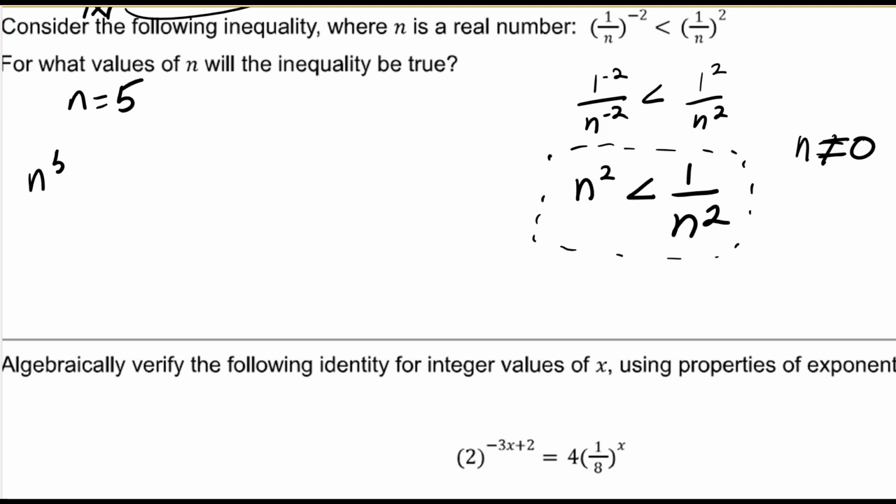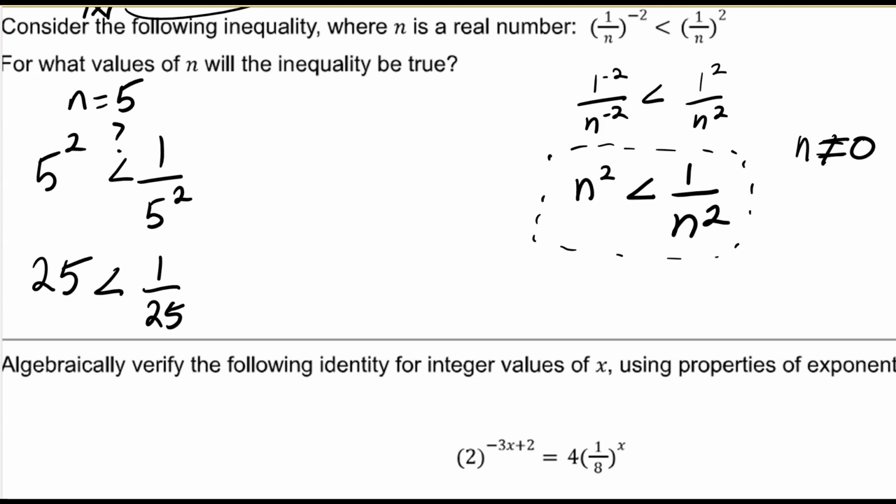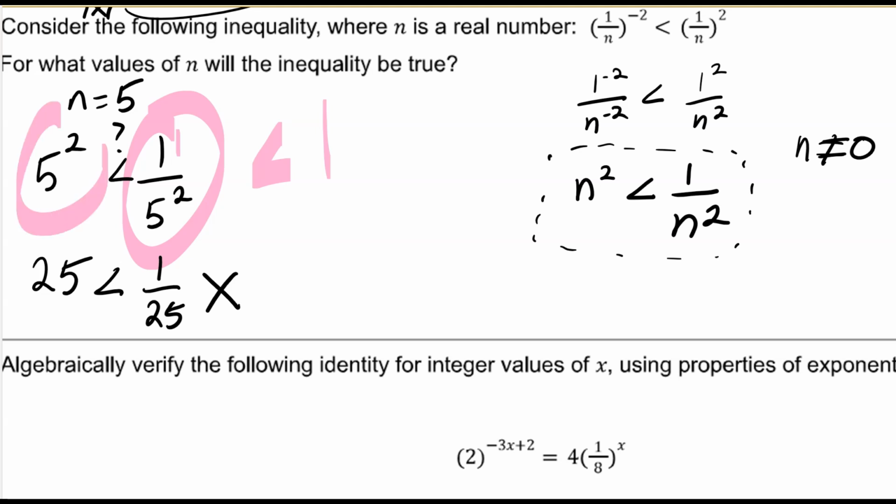Okay, so let's see, 5 squared. And you might already see where this is going. Is that less than 1 over 5 squared? And the answer is absolutely not. Of course not. Because I do notice that that right-hand side, if I pick an integer value of n that's greater than 1, this right-hand side is always going to be less than 1, and that side is always going to be greater than 1. So I can't pick a number that's greater than 1.